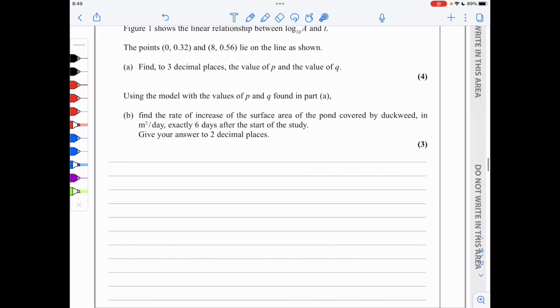So I will start by finding the gradient of this straight line. We're using y2 minus y1 over x2 minus x1, so 0.56 minus 0.32 over 8 minus 0, which gives a gradient of 0.03. So on the vertical axis is log a, so that's my y. Log a base 10 is 0.03t plus 0.32. That's the equation of the straight line.